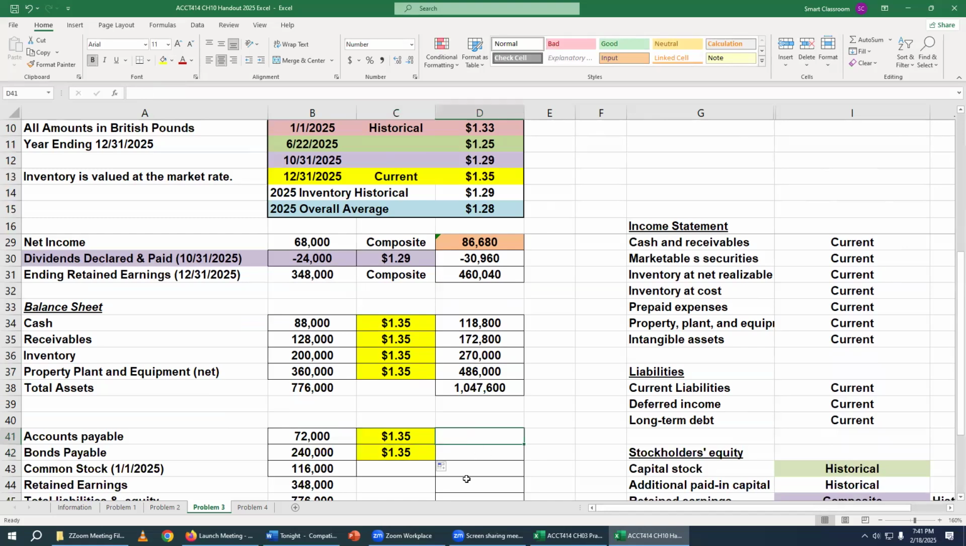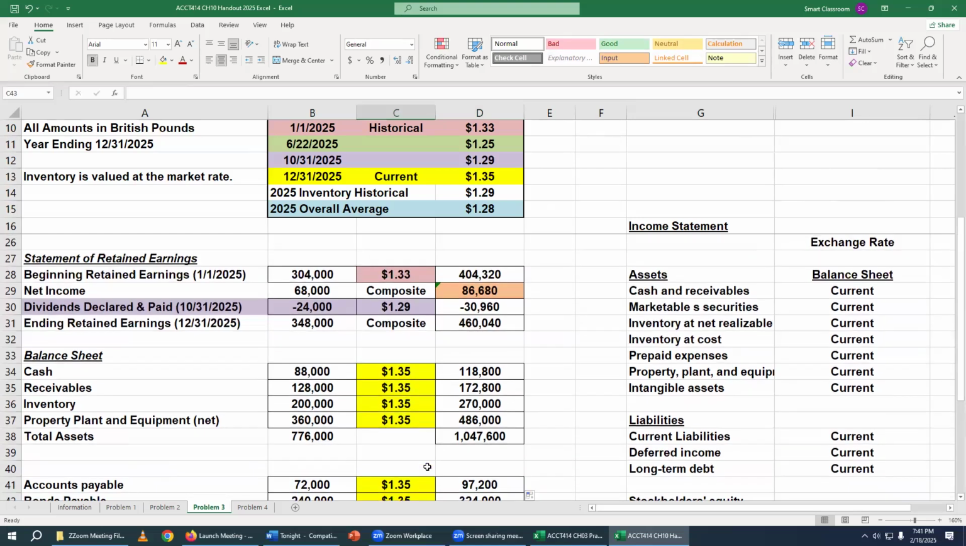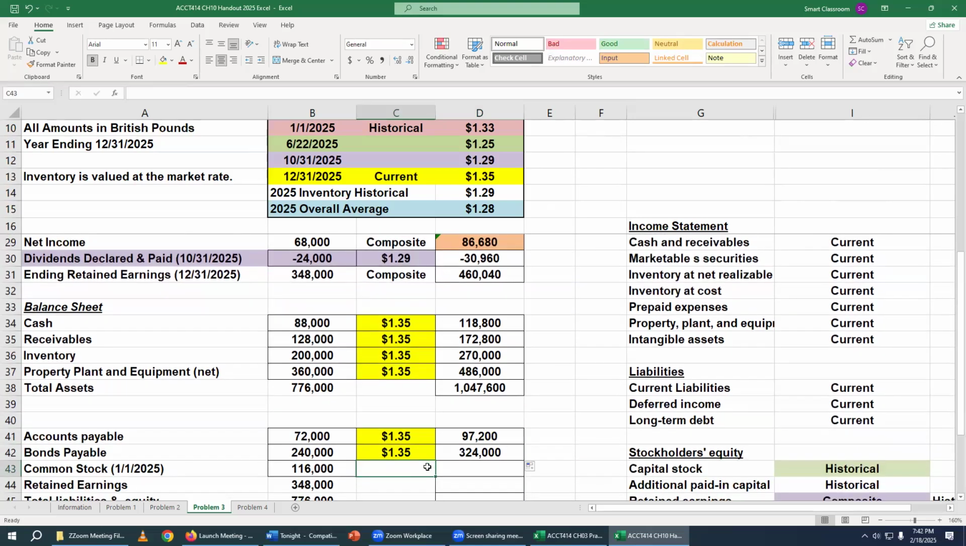So these two will be at the current rate. And by the way, liabilities are virtually always at the current rate because if you wanted to pay them off today, that's what you have to use, the current rate at 12/31. Okay, historical rate. This would be the 133 at the beginning of the year.